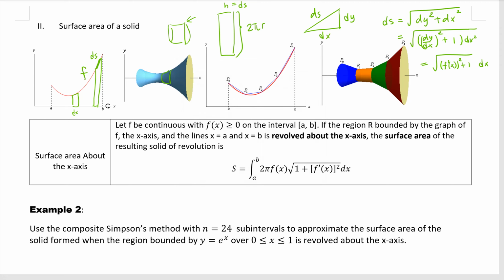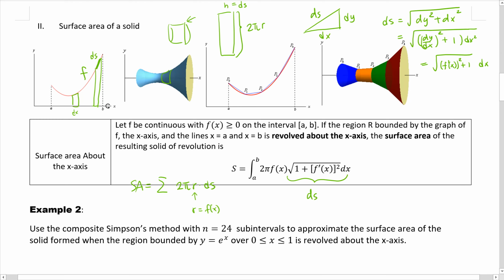So that's why the surface area equals the sum of those strips. Each strip is 2 pi r times ds, right? So that is 2 pi r, where r is the function, and ds is the square root of 1 plus f prime squared dx. Okay, so far so good, everybody? So this is the surface area. Let's look at example 2.